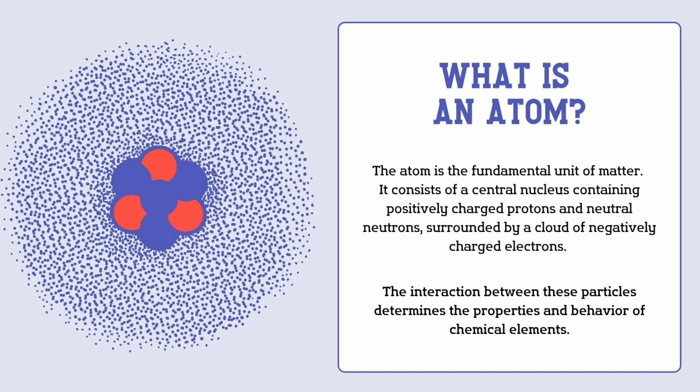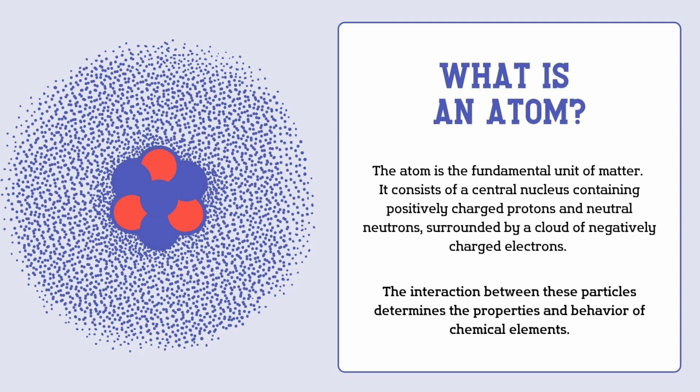So, what is an atom? Everything in the universe, from the smallest speck of dust to the largest star, is made of matter. The fundamental building block of all matter is the atom. An atom is the smallest unit of an element that retains the chemical properties of that element. So, an atom consists of a central nucleus containing positively charged protons and neutral neutrons, surrounded by a cloud of negatively charged electrons. We'll explore the properties of the subatomic particles in more detail on the next slide.